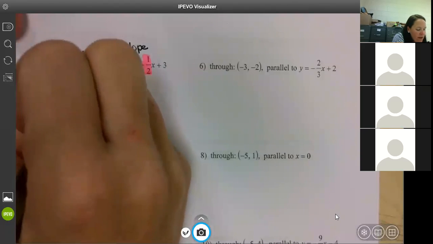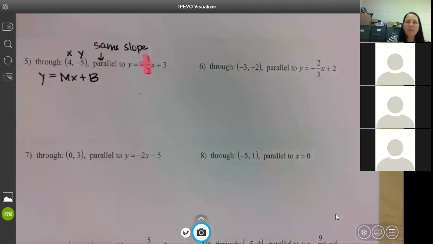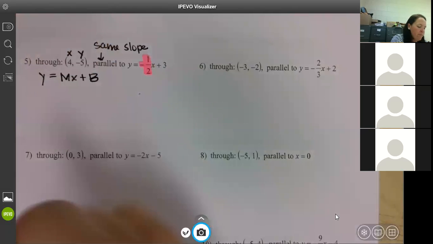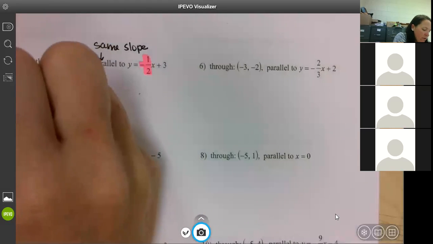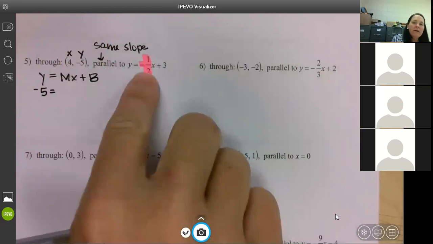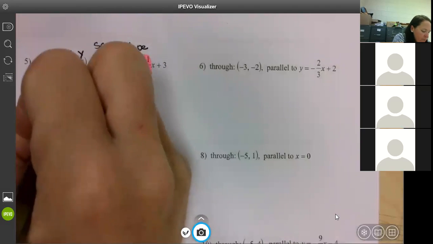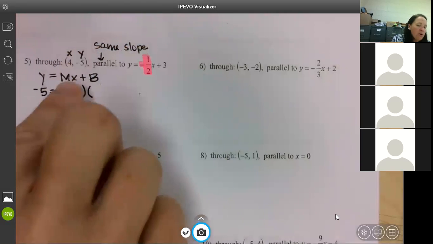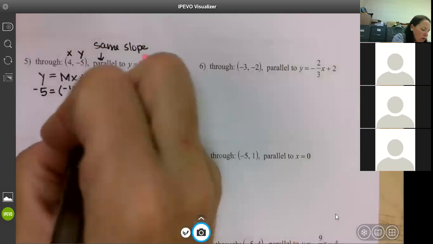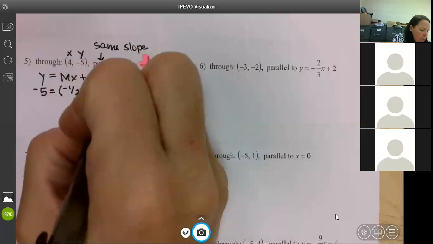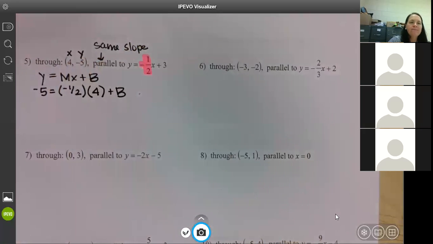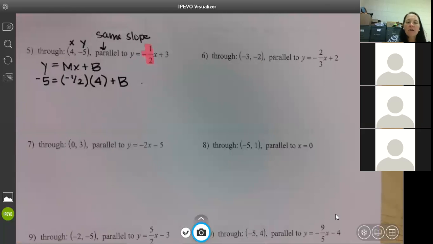We're going to fill in y equals mx plus b. And again, you did a little bit of this yesterday. So if you had a little bit of trouble, we're going over it again today. No big deal. Your y coordinate is -5. Your m is the slope from the equation they gave you, so -1/2. Your x is your x coordinate 4. And then we leave the plus b. Solve for b, and then write your new equation.